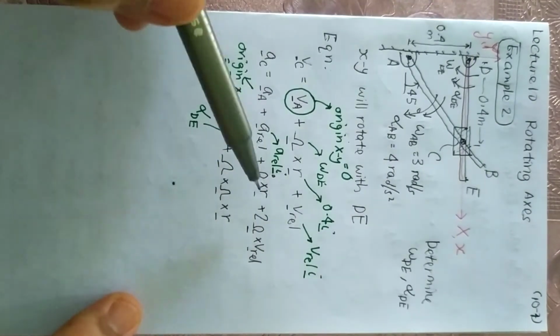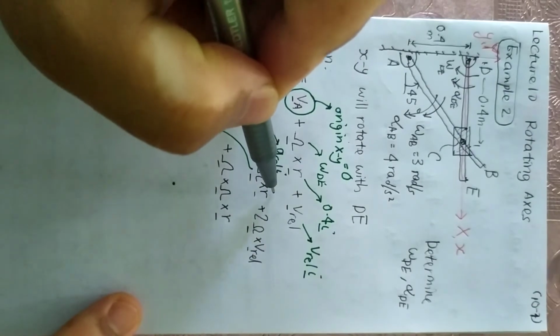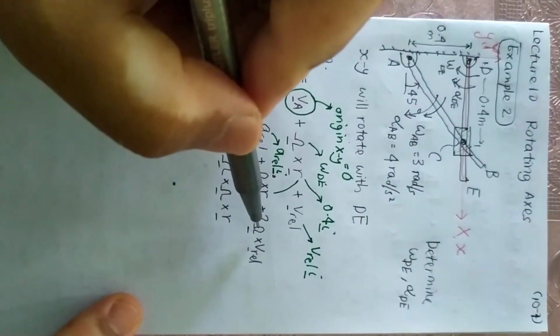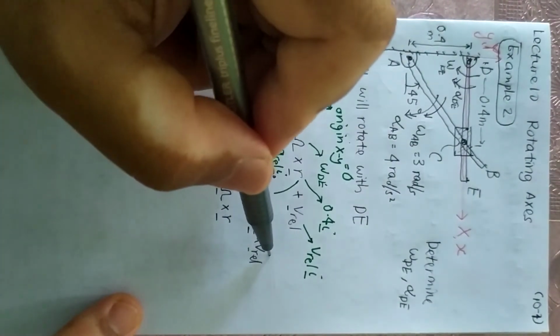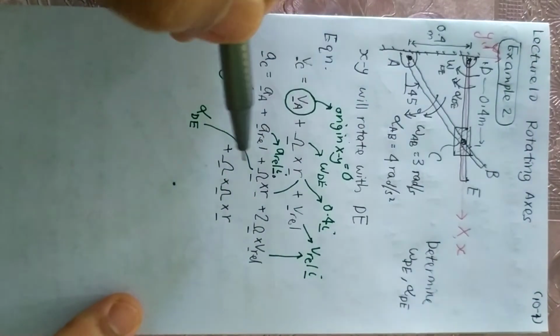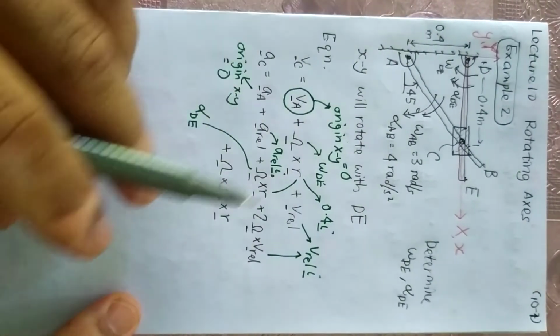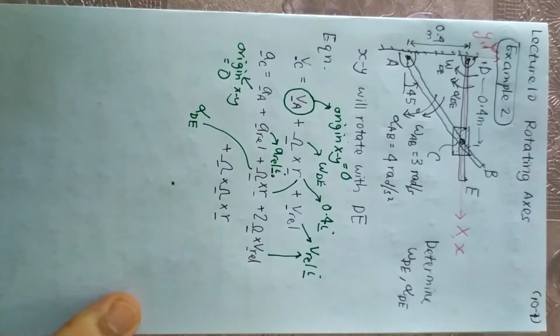rotating axis. R, we know what R is. It's similar to that, 0.4i. We know what omega is. We know what V relative is. It's already there. And then everything else is defined. Once we have defined everything, it's relatively easy for us to carry out the work.